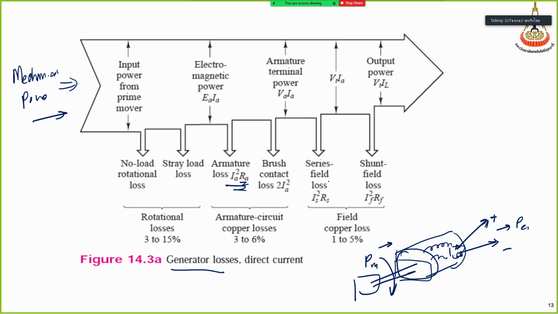Or we have field loss, shunt field loss. And then the power output, PE, is here. So with some loss, we can compute the efficiency. The efficiency is PE divided by P mechanical, times 100, if we say in percent, percent efficiency, for example.